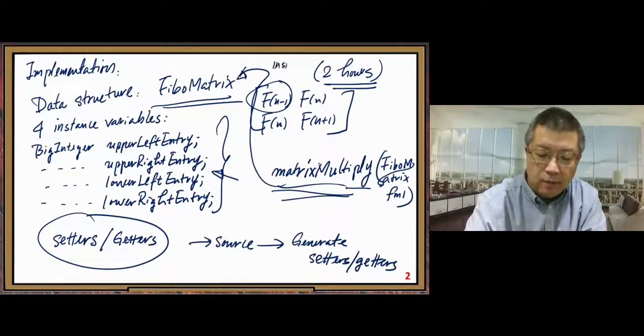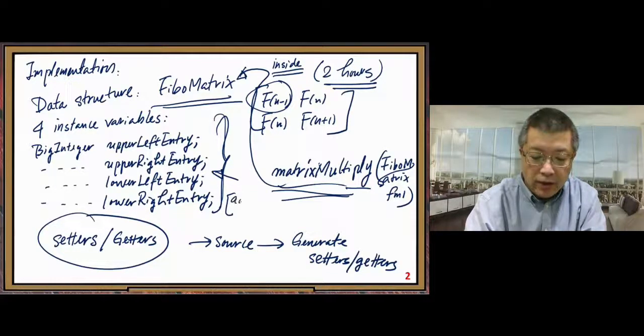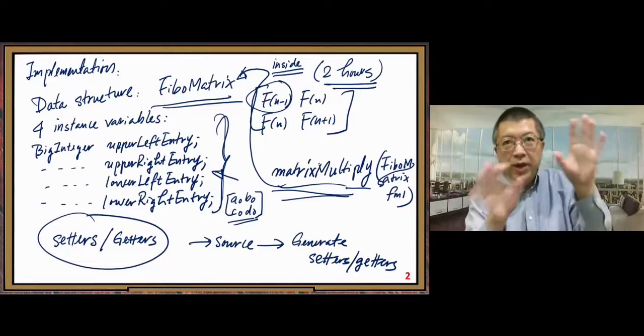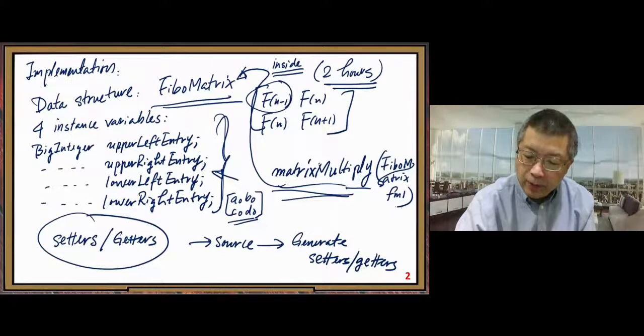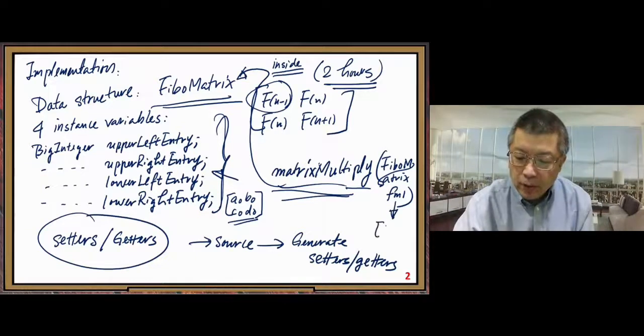Because this method is inside this class, and this class has this set of instance variables here, this part we make correspond to A0, B0, C0, D0 in the previous slide, when I talk about matrix multiplication. And this object FM1 corresponds to A1, B1, C1, D1.